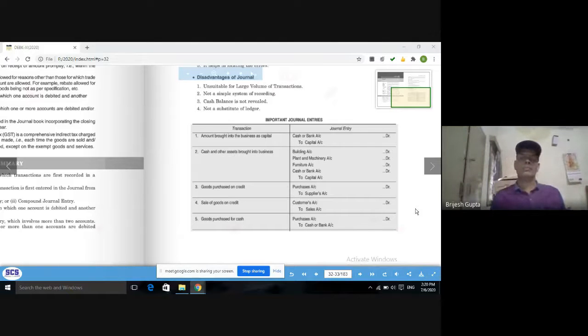Okay. Later on we will discuss the concept behind it: assets are capital items, and purchase and sales are revenue items. Assets are the capital items and purchase and sales are nominal items. We have already discussed that purchase comes in the category of nominal account. So when we purchase goods, we debit the purchase account.